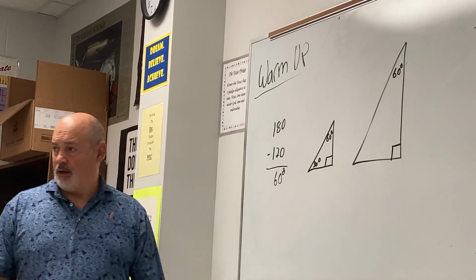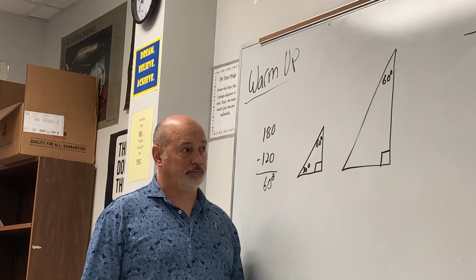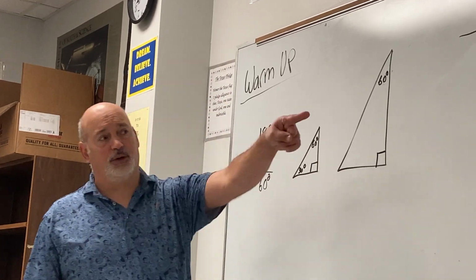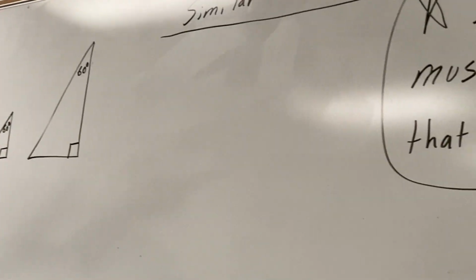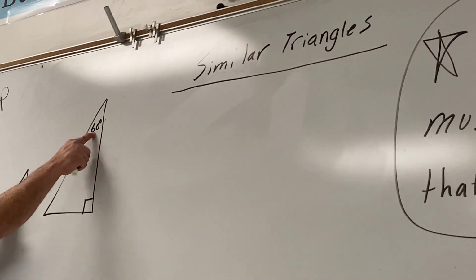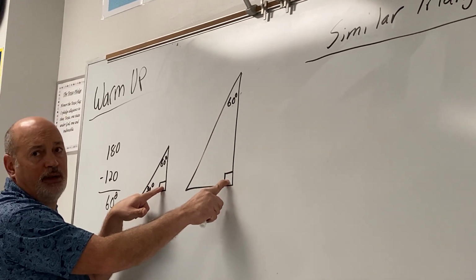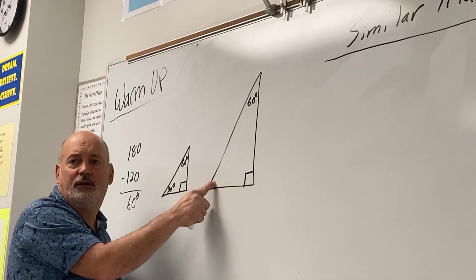Lizzie: One of the top angles is 60 degrees and one of the side angles is 90 degrees. Good. The rule over there says they must have two angles that are congruent. Are these angles congruent? There's one. Are these angles congruent? There's two. Are you with me? By the way, what's this third angle? 30 degrees.